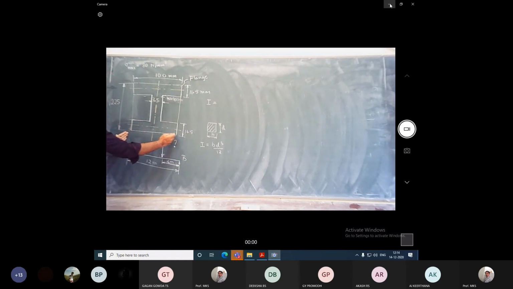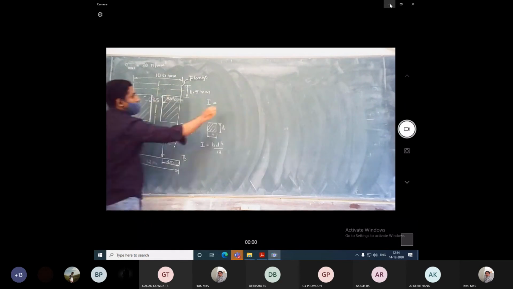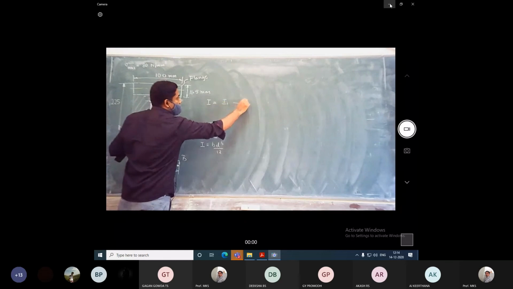So the width of this rectangle. Just imagine it is a complete rectangle. I need to find it only for this I section. To find that, I will find the moment of inertia for this complete section, which has a depth of 225 and a width of 100. Then I will subtract the moment of inertia for this portion. If I remove this, I will get the moment of inertia for the I section. It will be the moment of inertia for the outer rectangle, that is I1, minus I2.